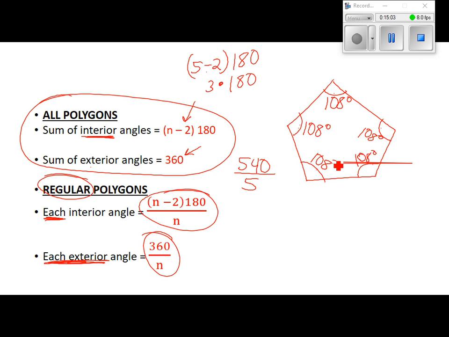Then if I want to find each exterior angle, I know that it has 5 exterior angles. And they're all going to be the same because it's regular. I could just say these two together have to add up to 180 and get 72 there. Or I could use this formula and take 360 divided by 5, and that's still going to give me 72. So every one of these exterior angles is 72 degrees.